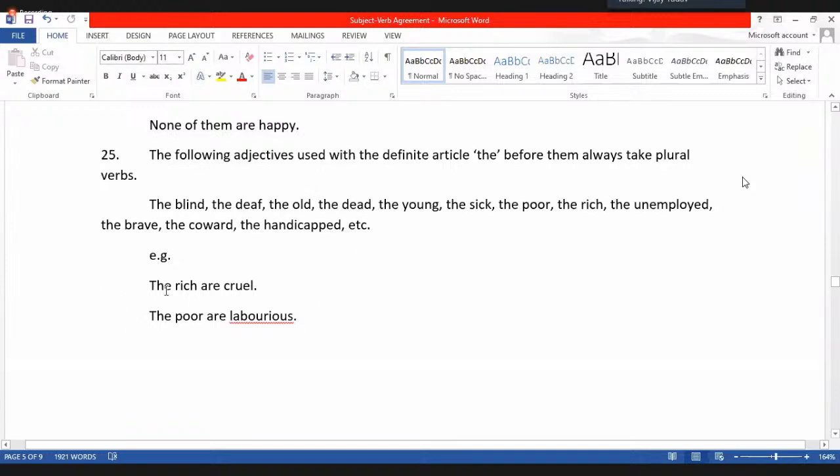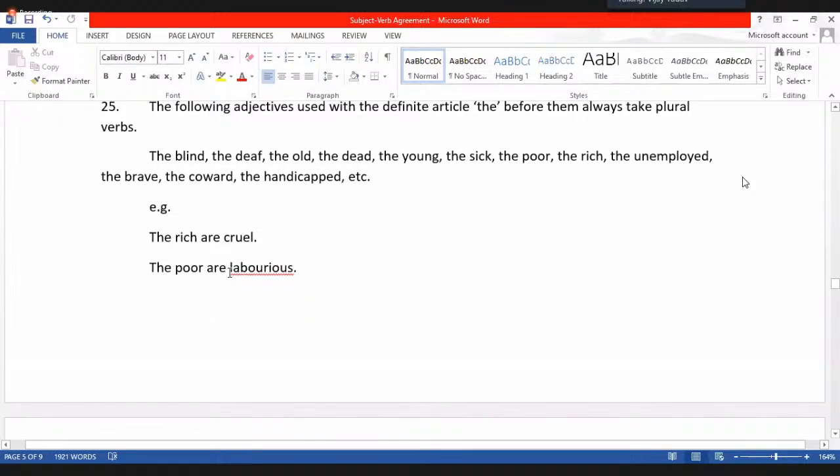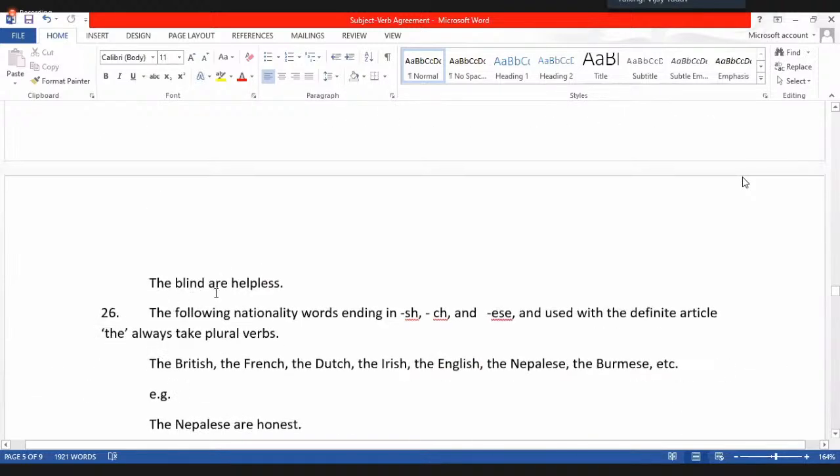Here, the rich are cruel. The meaning is rich people are cruel. Similarly, the poor are laborious. It means poor people are laborious. The blind are helpless. It means blind people are helpless. Clear? So the blind are helpless.